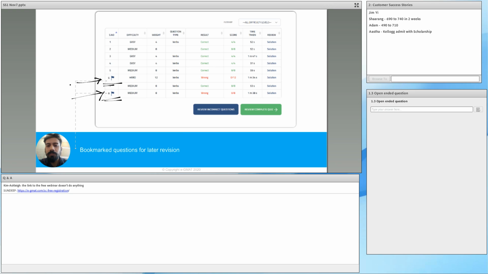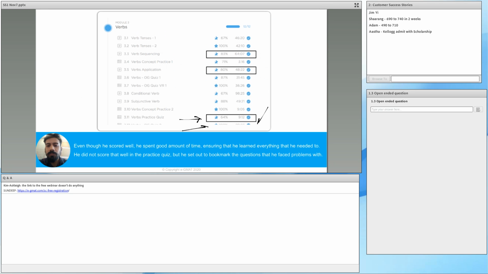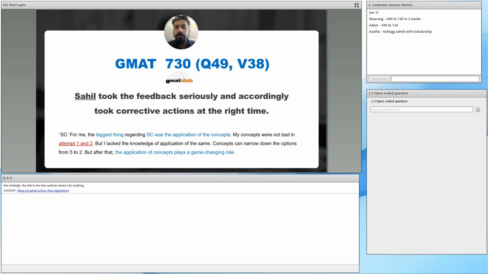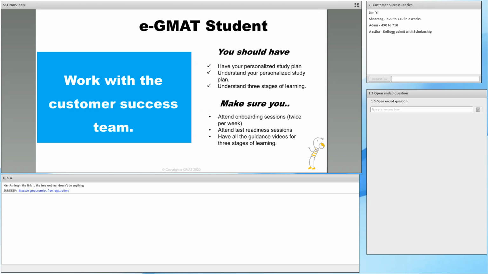Because of that feedback mechanism, you're doing that course correction right then and there, and you're able to do that. Okay. So for him, he really says, hey, the biggest thing in SC was the application of concepts. His concepts were fine, but he didn't know how to apply them. And that's kind of where, when he says application, it is the meaning-based approach overall.